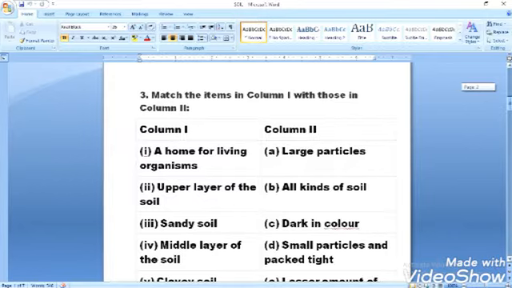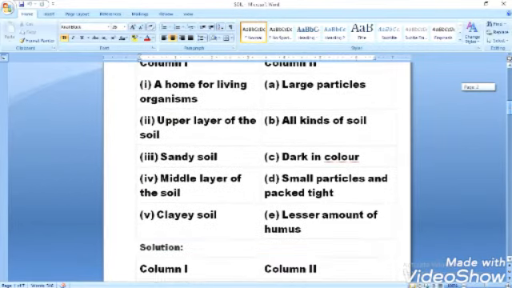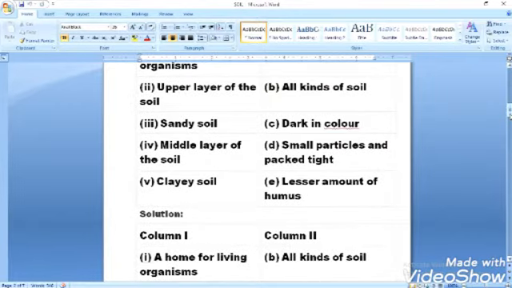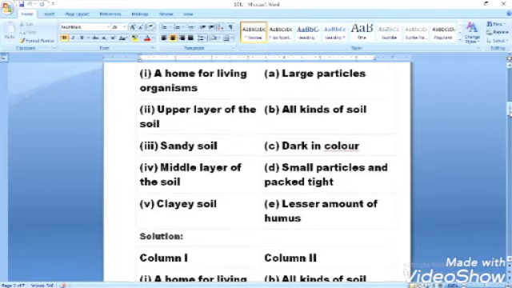Match the items in column 1 with those in column 2. A home for living organisms. Upper layer of the soil. Sandy soil. Middle layer of the soil. Clay soil. What should be the answer? Now, all kinds of soil are a home for living organisms.